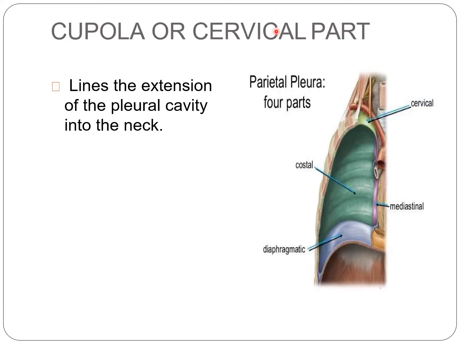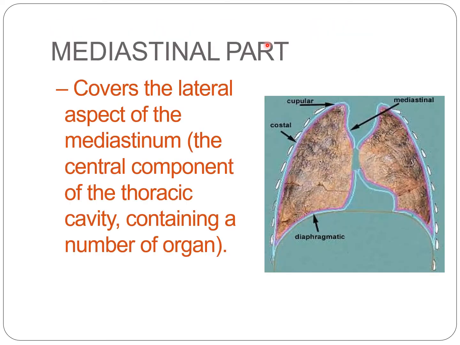About the cervical part of the parietal pleura, it lines the extension of the pleural cavity into the neck. The pleural cavity extends into the neck, and that part of the pleural cavity is covered by the cervical part. The mediastinal part covers the lateral aspect of the mediastinum. This is the mediastinal cavity where a number of structures are located, including the heart. So the lateral aspect of the mediastinum is covered by mediastinal pleura.